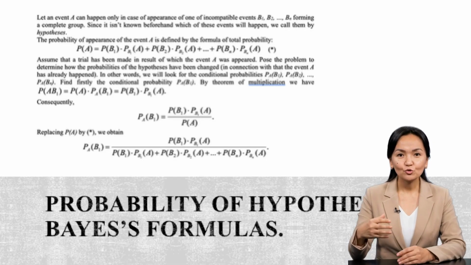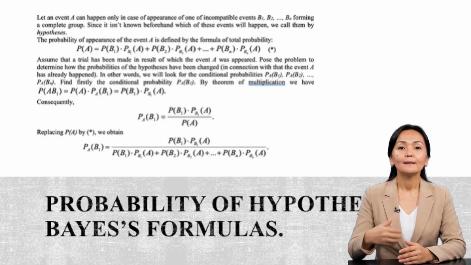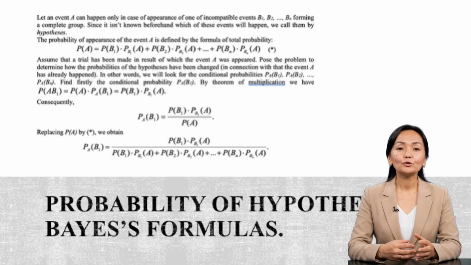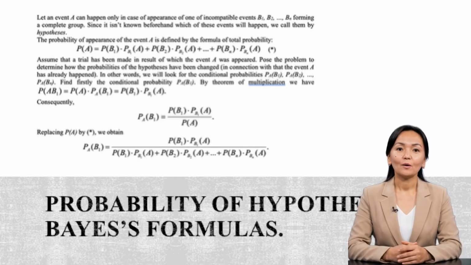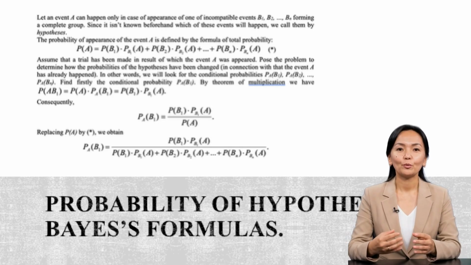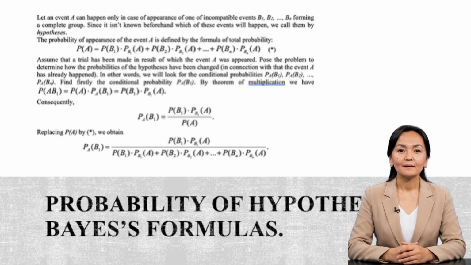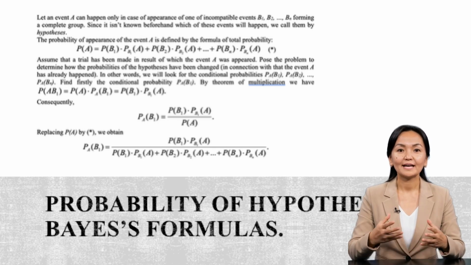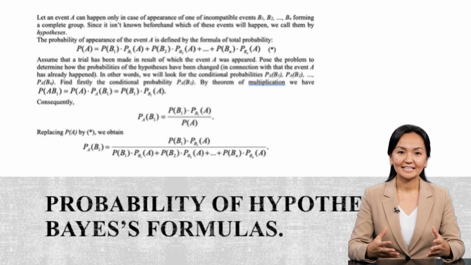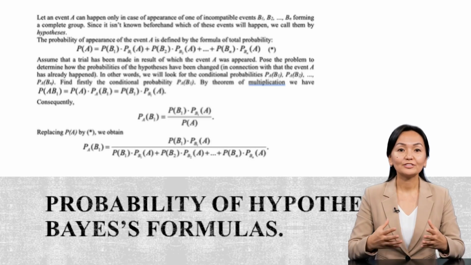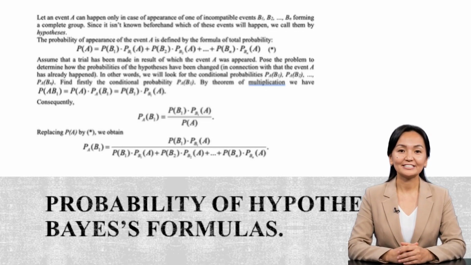The formula of total probability leads naturally to an even more powerful concept: Bayes' formulas. When we use the formula of total probability, we're calculating the unconditional probability of event A before knowing which B event occurred. But what if we conduct a trial and observe that A has occurred? We can then ask, given that A occurred, what's the probability that each particular B event was the one that led to it? This is exactly what Bayes' formulas allow us to calculate.